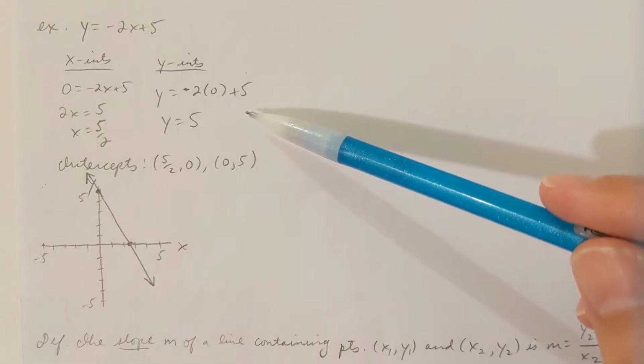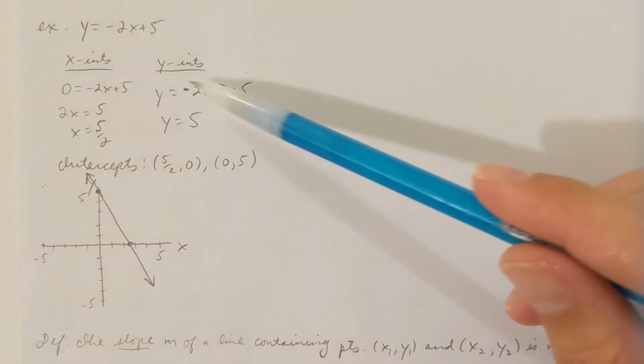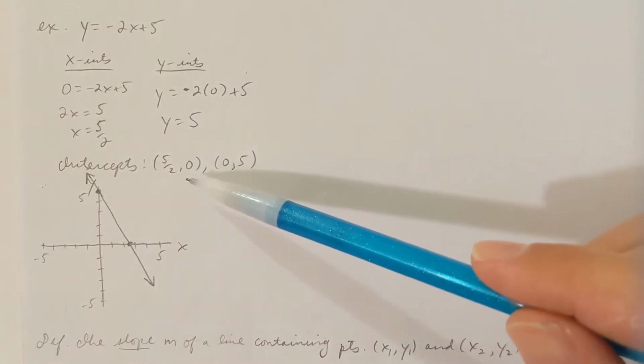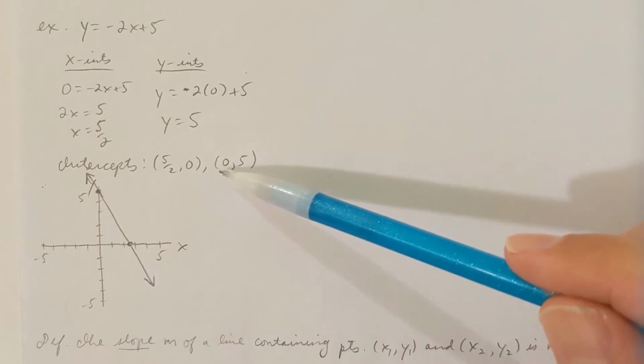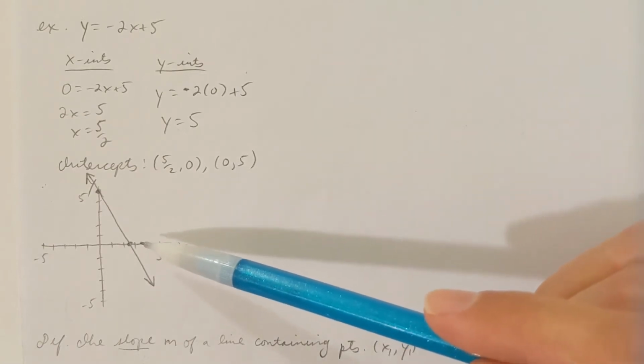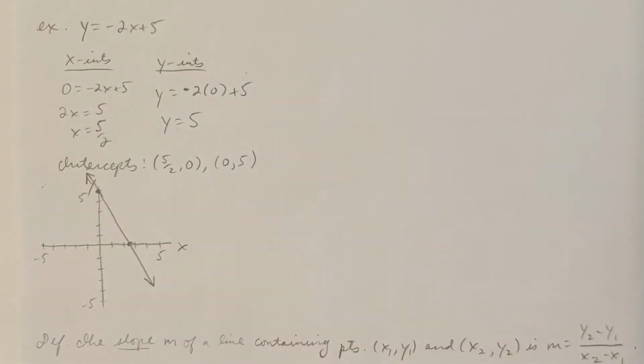And to find the y-intercept, we need to let x be 0. When x is 0, we just have y equal 5. So (5/2, 0) and (0, 5) are the two intercepts. Now these would be 2 points on a line. We're drawing a line, y equals mx plus b, and the slope of the line is negative 2. And the y-intercept is at (0, 5).